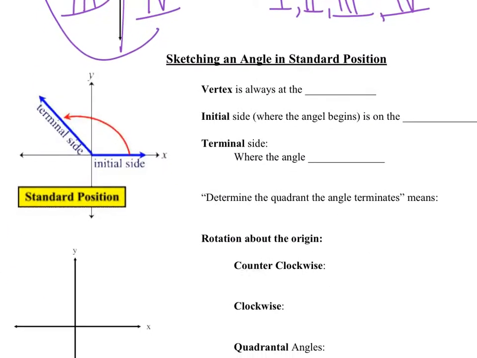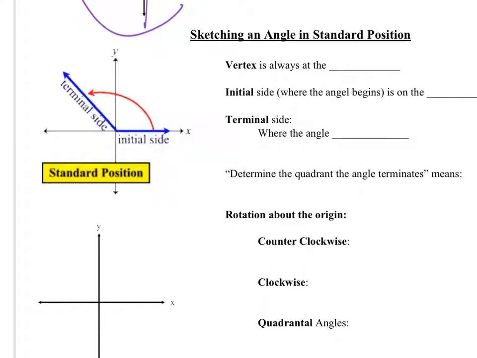Now the next thing we're going to be talking about in that coordinate plane, we are going to be sketching an angle. And a few things you have to know is that the vertex is always at the origin. So the vertex of an angle is where the two sides meet, the two rays basically meet. The initial side is where the angle begins, on the x-axis, and it's the positive x-axis. This is the initial side.